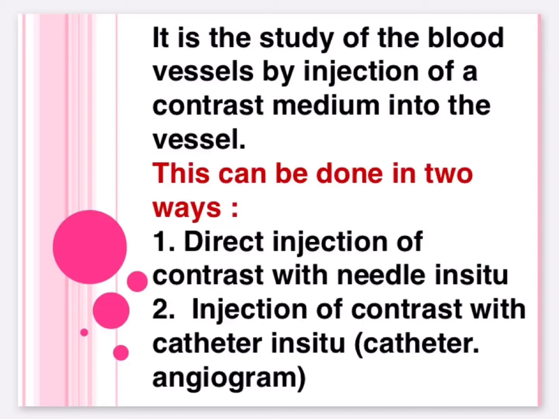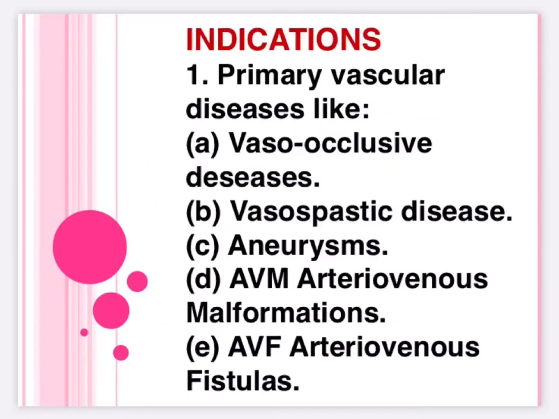Catheter angiogram indications. 1. Primary vascular diseases like: A. Vessel occlusive diseases, B. Vasospastic disease, C. Aneurysms, D. AVF, arteriovenous malformations, E. AVF, arteriovenous fistulas.